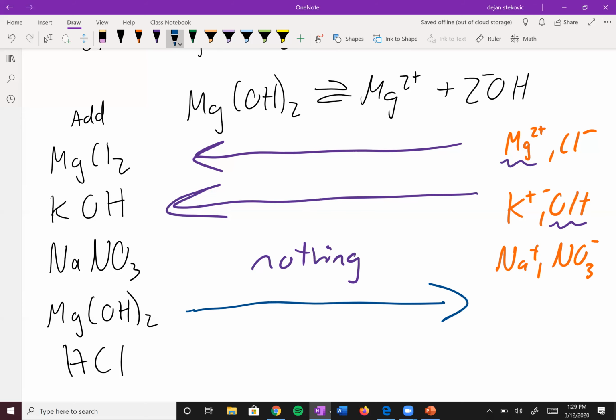Question? So these equations, are they already saturated? You'd have to read the question. We're going to assume that they're not saturated.